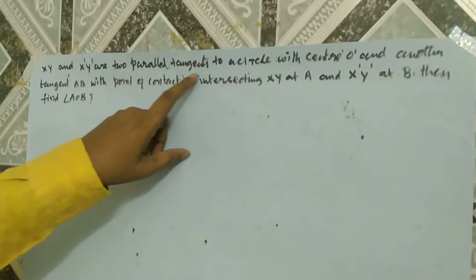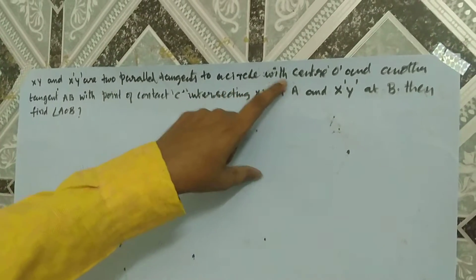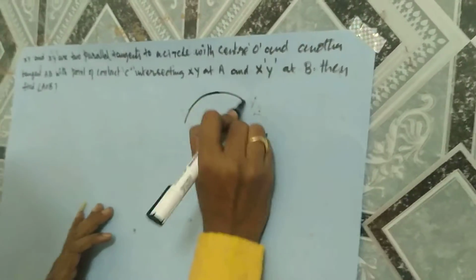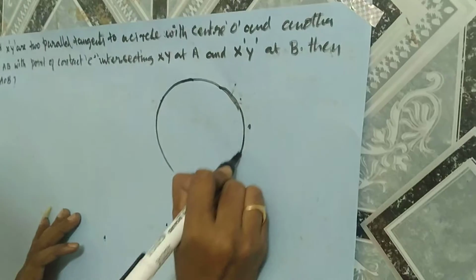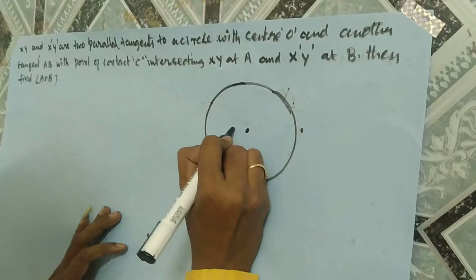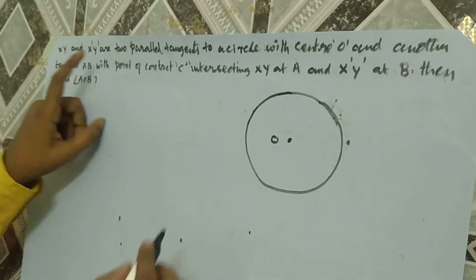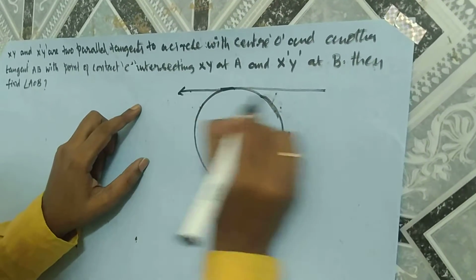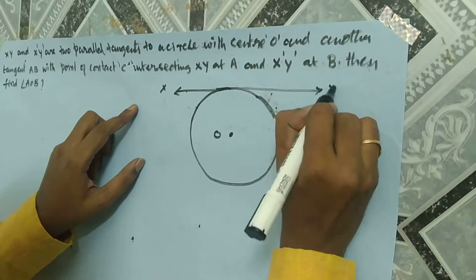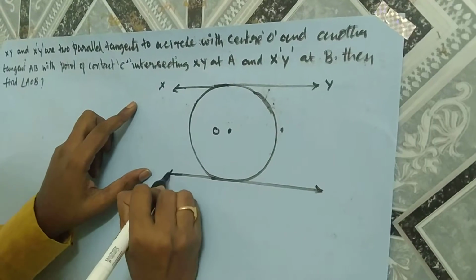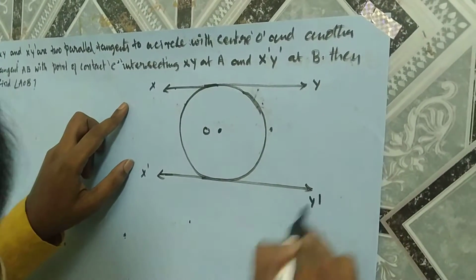Next question: XY and X'Y' are two parallel tangents to a circle with center O. Draw a circle with center O. O is the center of the circle. XY is one tangent, and the other tangent, which is parallel to XY, is X'Y'.